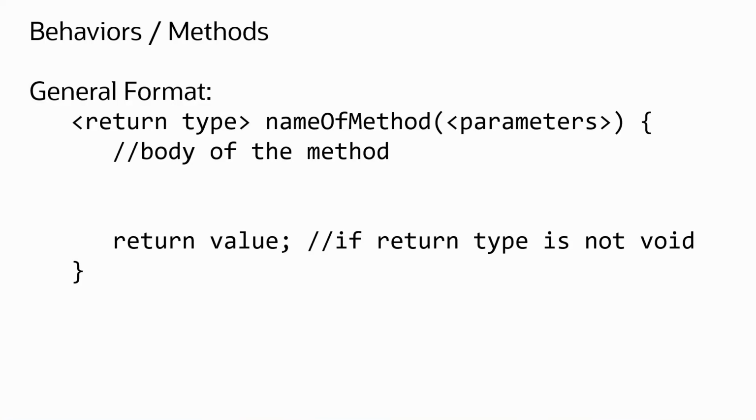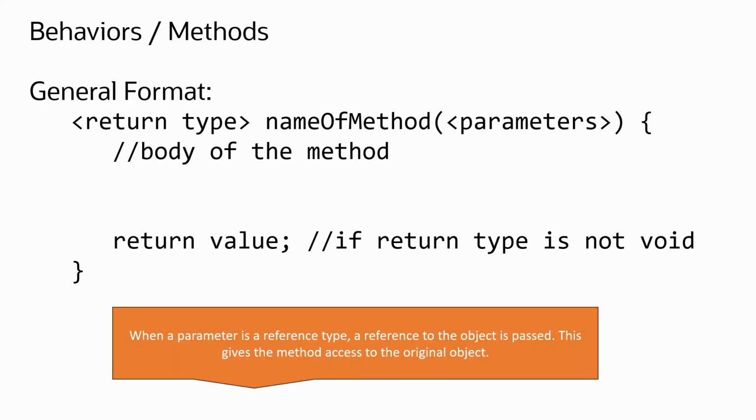When writing a method, you would use the general format of a return type, the name of the method, followed by a list of parameters. If the return type is something other than void, you will need to have a return statement that returns a value that is of the same type as the return type.